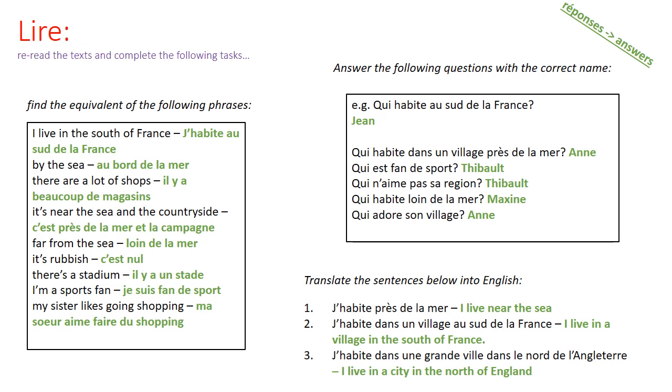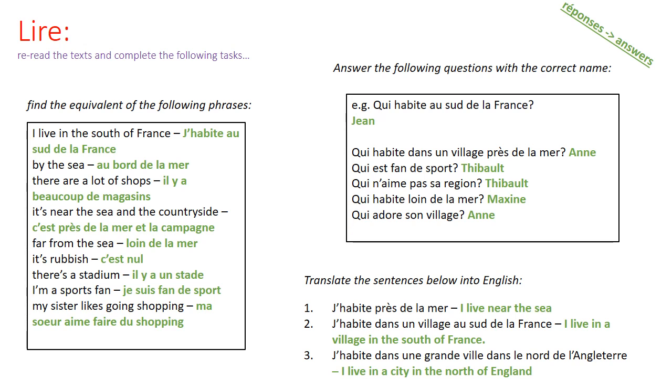Next, far from the sea is loin de la mer. It's rubbish. C'est nul. There's a stadium. Il y a un stade. I'm a sports fan. Je suis fan de sport. You'll notice we pronounce that N on the end of fan, much like it's in English, but you sort of exaggerate it a little bit. So, je suis fan de sport.